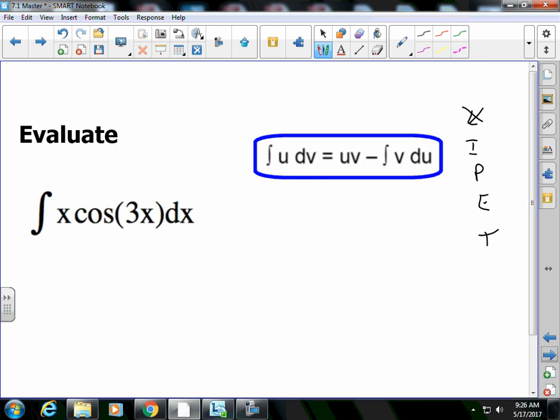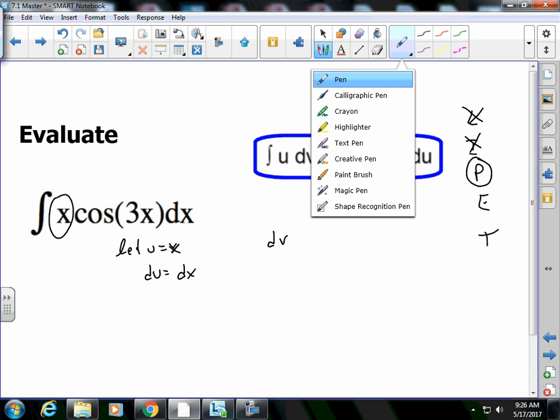Do I have a log? No. Do I have an inverse trig? No. Do I have a polynomial? Yes, I have an x there. So I'm going to say let u equal x. Let's take the derivative of that. du is equal to just dx. Well, dv has to be what's left over.